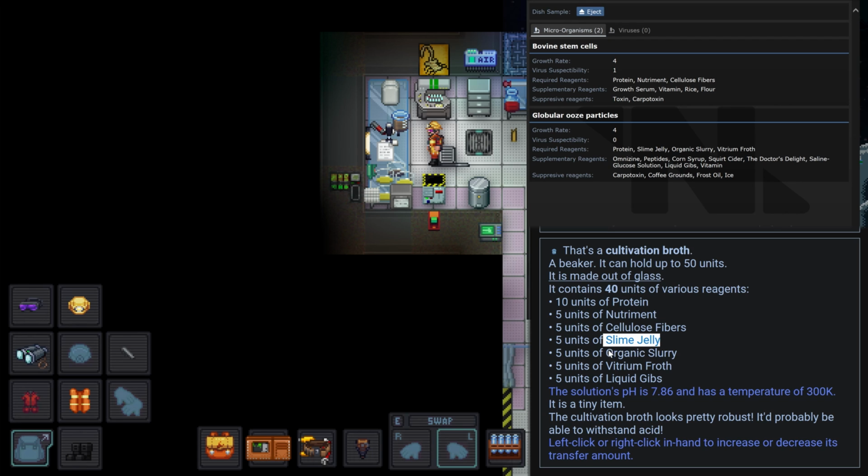Then there is some slime jelly, organic slurry, Vertum 4th, and liquid Gibbs. These are not good for the cow, but they are the required reagents for the globular ooze particles. So if we use this broth straight away, both of the cells will start growing from this petri dish, and we don't really want that. To avoid the growth of one of these types of cells, we need to exclude one of the required reagents. So I will need to split this cultivation broth into different beakers and use them separately.